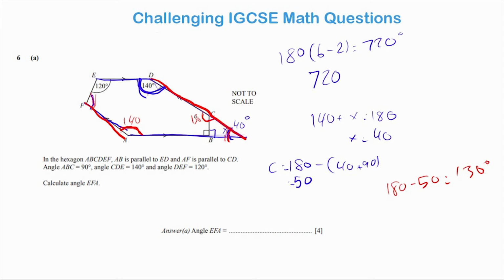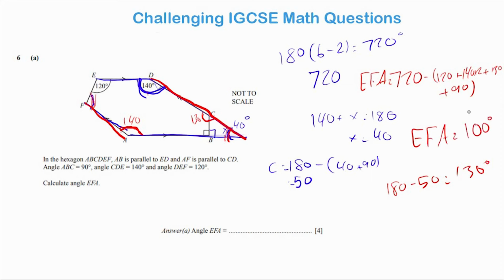Now we have all of the angles in the hexagon except for one angle, and so of course we can just subtract the angles from 720, and that would give us the angle we need, EFA. 720 minus 120, and EFA would be equal to 100 degrees. Okay, and that's the answer of this question.